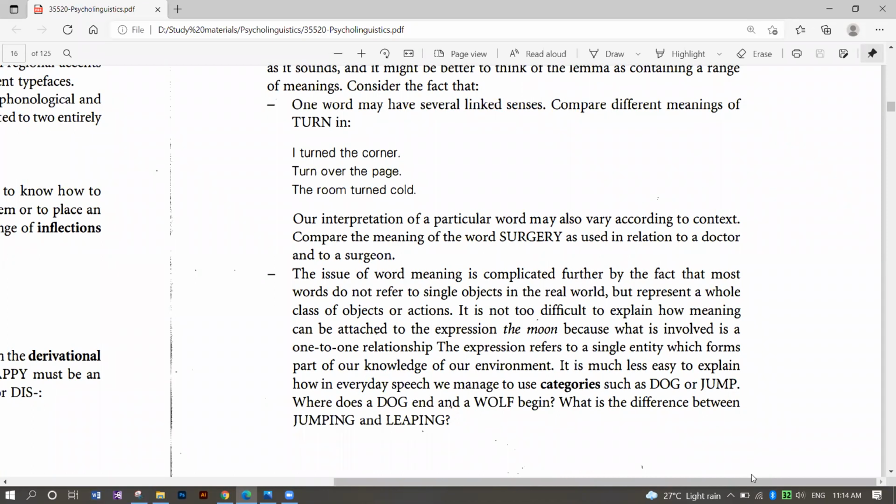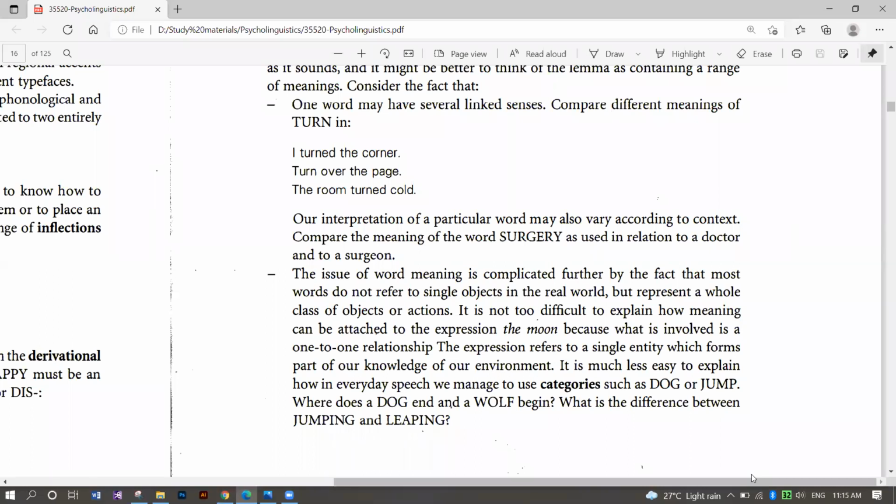The issue of word meaning is complicated further by the fact that most words do not refer to a single object in the real world, but present a whole class of objects or actions. It is not too difficult to explain how meaning can be attached to the expression, the moon, because what is involved is a one-to-one relationship. The expression refers to a single entity which forms part of our knowledge of our environment. It is much less easy to explain how in everyday speech we manage to use categories.